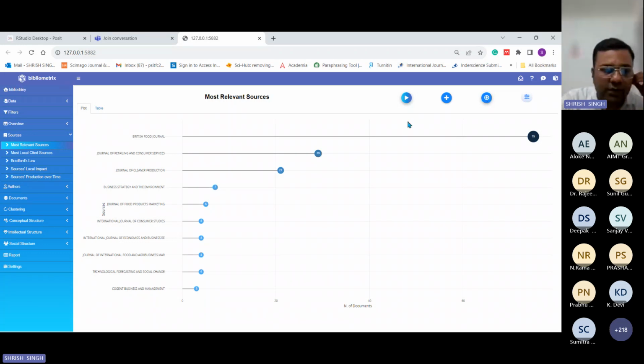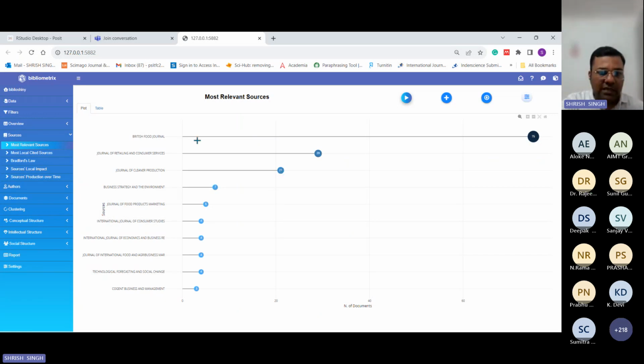Now, it is the most relevant source. So what I've done, I've just clicked on the most relevant source. Out of 258 articles which I have found from the Scopus, the most relevant journal was British Food Journal. You can see that it is showing the plot that the British Food Journal has 75 publications in last 22 years, right? The next important relevant source is Journal of Retailing and Consumer Services. It is having 29 publications. The next journal is Journal of Cleaner Production. It is having 21 publications.